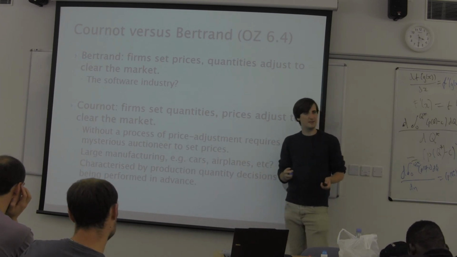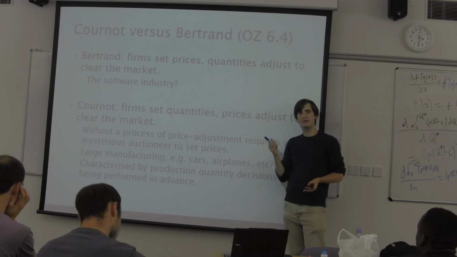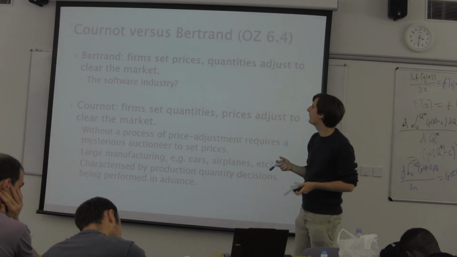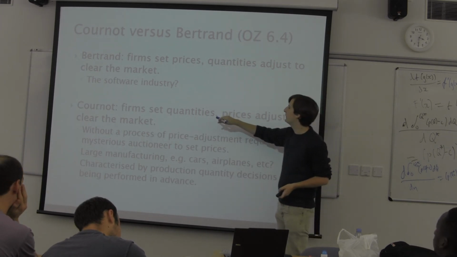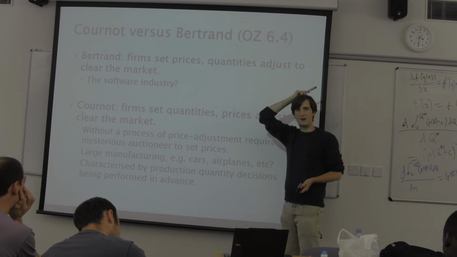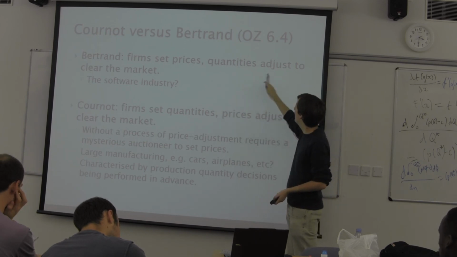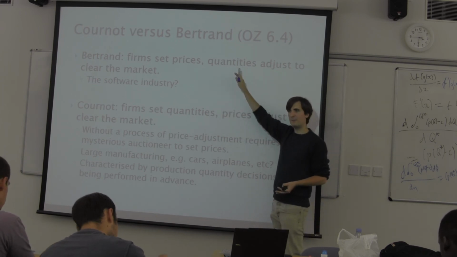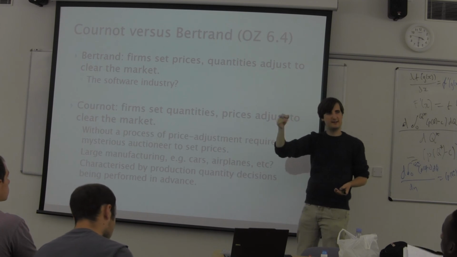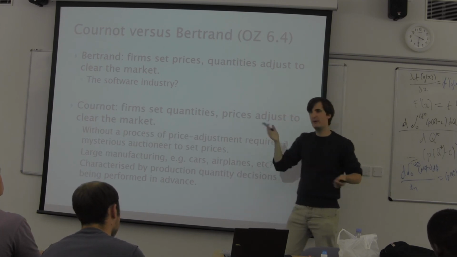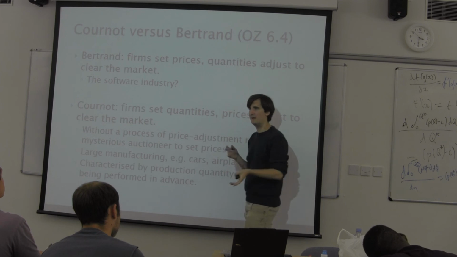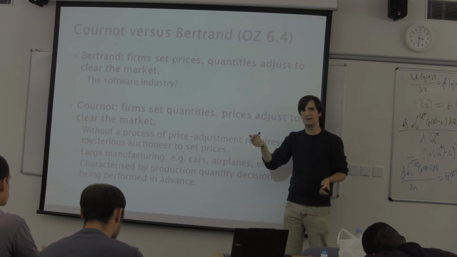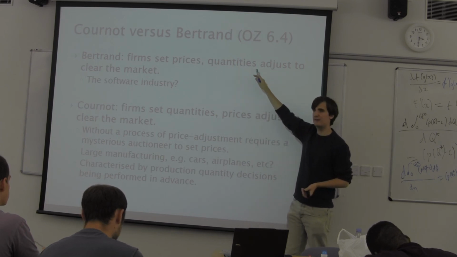Okay, so in the last 20 minutes, I just want to talk a little bit about Cournot versus Bertrand. I'm not sure how far we'll get. Okay, so in Bertrand competition, firms are setting prices, and in Cournot competition, firms are setting quantities. With Bertrand competition, the quantity is adjusting to clear the market. We understand how quantities can adjust to clear the market. Firms just carry on selling until no one demands anything anymore. So it's nice and easy to see how quantities can clear the market.